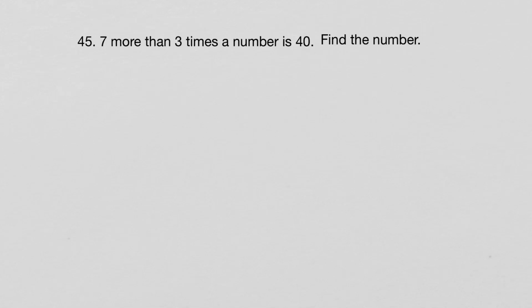Question 45. 7 more than 3 times a number is 40. Find the number. This question is testing your ability to translate words into mathematics. Let's first represent our unknown number with x. We have 7. More than means addition. 3 times a number is 3 times x. Is 40 means equals 40.